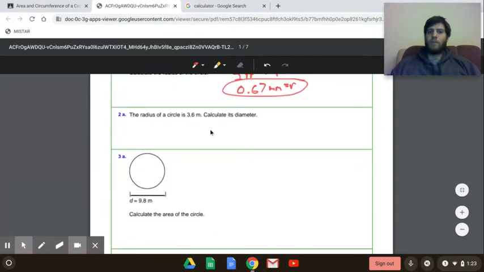2, we want to find the diameter. We know the radius is 3.6. The diameter is simply twice the radius, so you would just do 3.6 times 2.